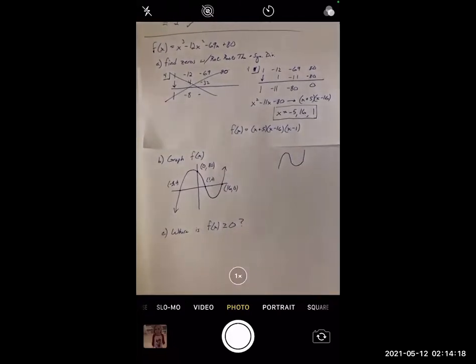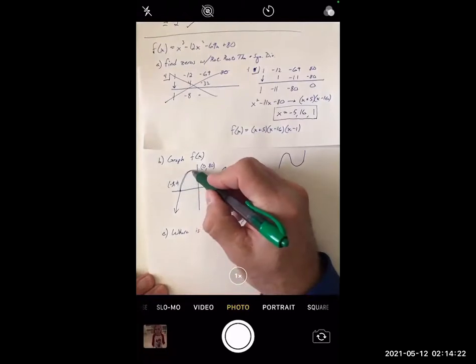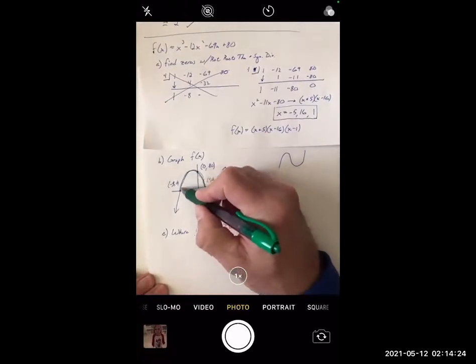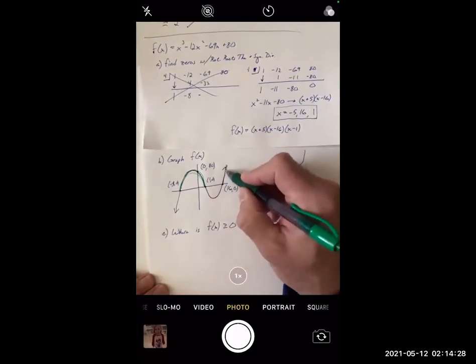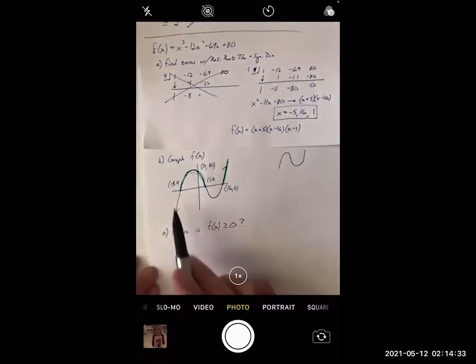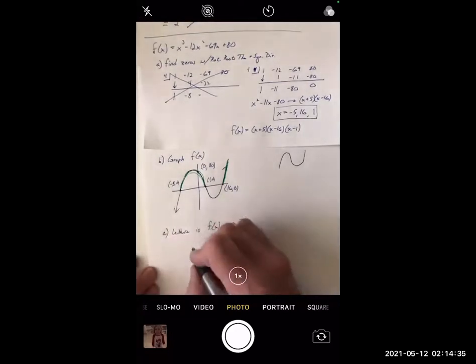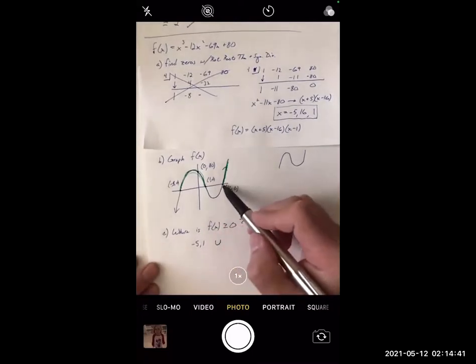So it's above the x-axis on that hill, and then this section up here. So anything that was in green. That's going from negative 5 to 1, and then from 16 to infinity.